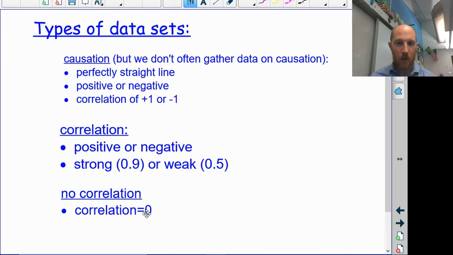Okay, so a strong and a weak correlation are going to be somewhere in between 0 and 1 if it's positive. It's going to be somewhere between 0 and -1 if it's a negative correlation. So again, I gave the examples of 0.9 for strong and 0.5 for weak. Those are not the only possible answers, right? So you could have any decimal value between 0 and 1 or between 0 and -1.